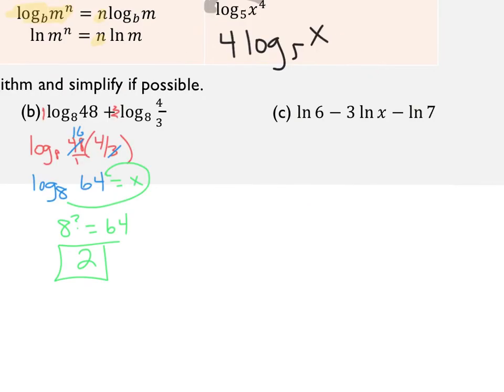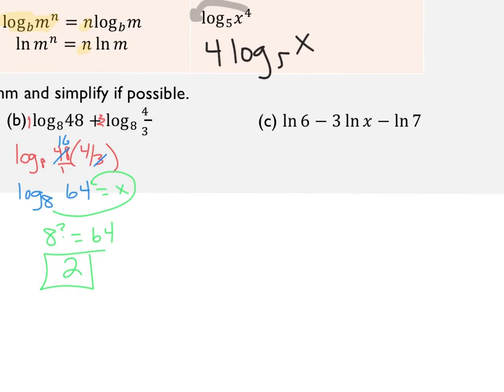Now let's take a look at C. Notice we have a 3 in front of one of the natural logs, and that just means we're going to move the 3 up to the x as an exponent. So natural log of 6 minus natural log of x cubed minus natural log of 7. Now we're ready to condense. Anytime there is a subtraction sign, that value is going to go in the denominator of the fraction. Natural log of 6 over 7x cubed is our final answer.